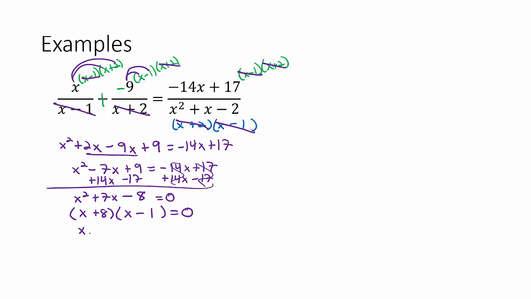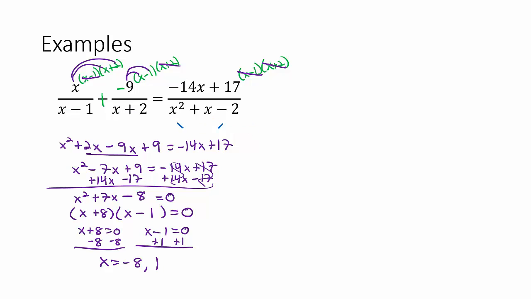Set each factor equal to 0. X plus 8 equals 0. X minus 1 equals 0. Subtract 8 from both sides, and x equals negative 8. On the other equation, add 1 to both sides, and x equals 1. Quite a problem. But before I get too excited about having the right answer, we have to look at the original denominators and see if these are going to make the denominator 0.